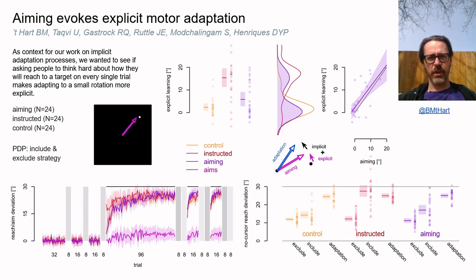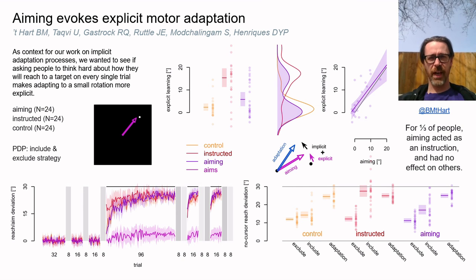But let me reiterate the main finding here. For about one third of people, aiming acted as if they got an instruction, but had no effect on the other participants. All right, I'll stop here, and I'm happy to talk about all of this later on.